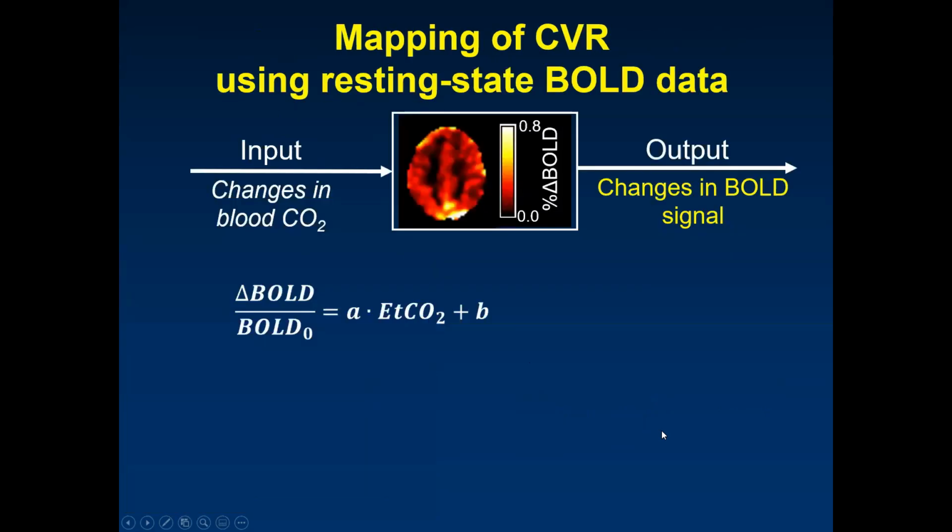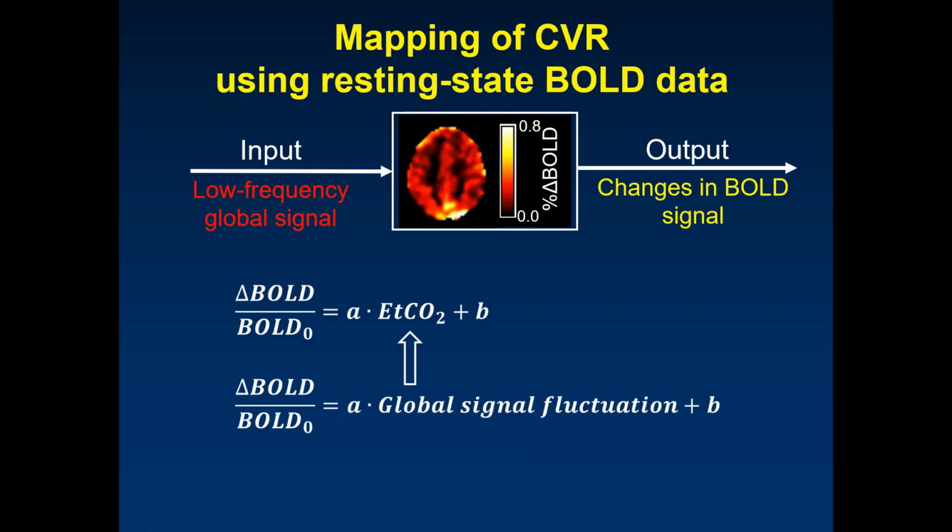So instead of using the end-tidal CO2 time course as a regressor, we are trying to use the global signal fluctuation in the low frequency range as a regressor to map the CVR. And the map we obtained, because we did not use end-tidal CO2, will be a relative CVR map.